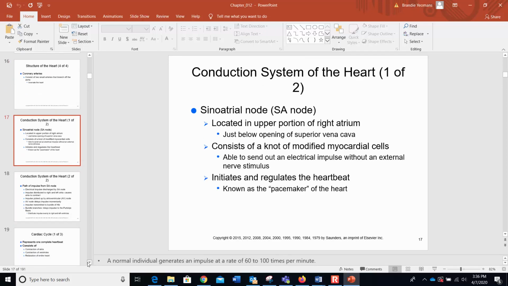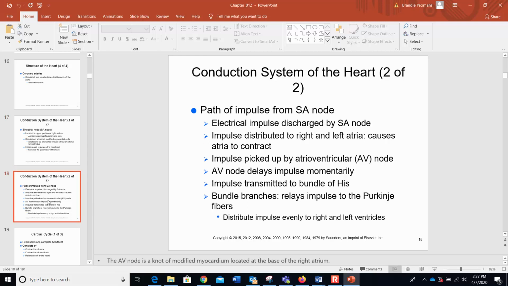So let's look at the conduction system of the heart. The first thing we want to talk about is the natural pacemaker of the heart, which is the SA node, sinoatrial node. It's actually located in the upper portion of the right atrium, just below the opening of the superior vena cava. It has a little knot that's modified myocardial cells, and then it actually sends out all those big electrical impulses without any external nerve stimulus, so it does it on its own. Because of this, it's supposed to regulate the heart rate and the heartbeat, and that's why we call it the natural pacemaker of the heart.